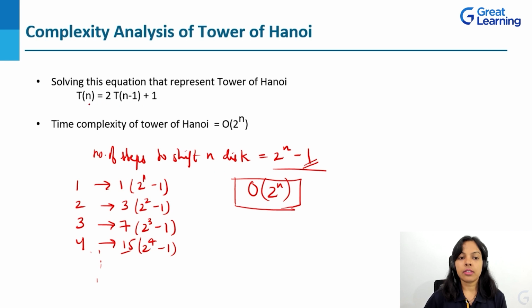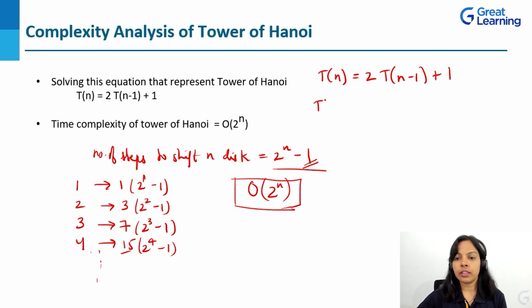Okay. The other method to find it out is with the help of the Master's theorem. The equation here says that to shift n disks, we need 2 times the time taken to shift n minus 1 disks, plus 1. So this says that to shift n disks, we need twice the time taken to shift n minus 1 disks and one more than that.